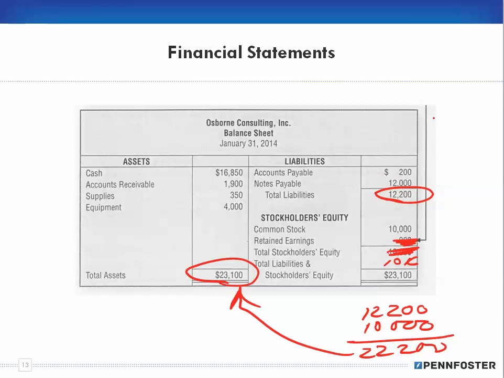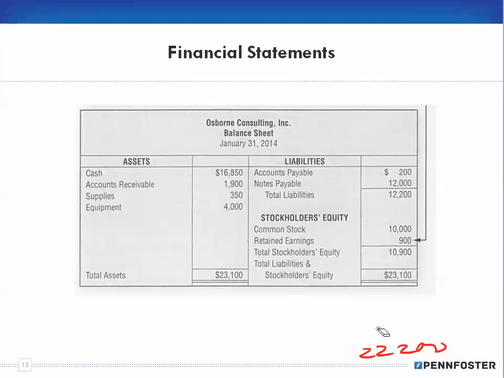So we have to bring that ending amount for the retained earnings and put it into our equity section of the balance sheet to give us the 10,900, so that when we add 12,200 plus 10,900, that gives us 23,100, which is equal to my total assets. So you can't create the balance sheet until you've actually created the statement of retained earnings. And by transferring that information, that allows your accounting equation to come back into balance. Because an inviolate rule is assets have to equal liabilities plus equity.